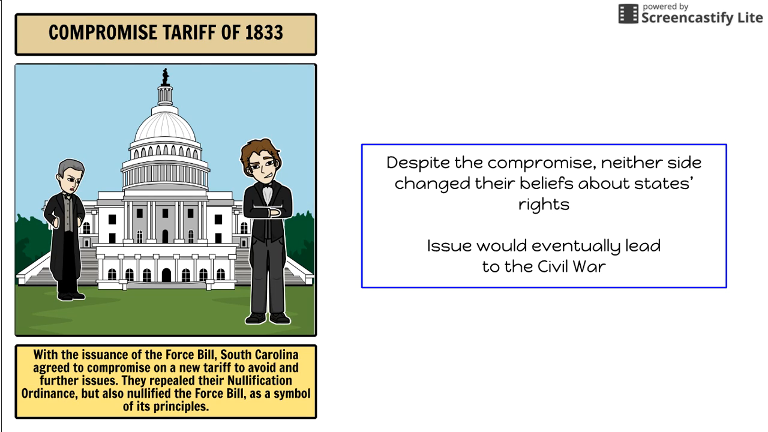South Carolina agreed to uphold the tariff, and Congress promised that over years, this tariff, this tax, would go down. Now, this also meant that the nullification ordinance and the force bill, that was now put out of practice. That was no longer necessary. So this compromise kind of calmed things down for a while, but the idea over states' rights and the national government, those beliefs would not really be addressed, and they wouldn't come to a solution yet. That's why this issue eventually would continue over time and would lead us to the Civil War.